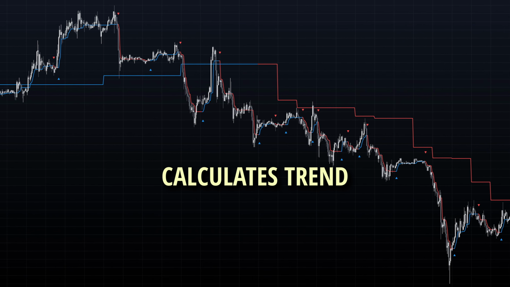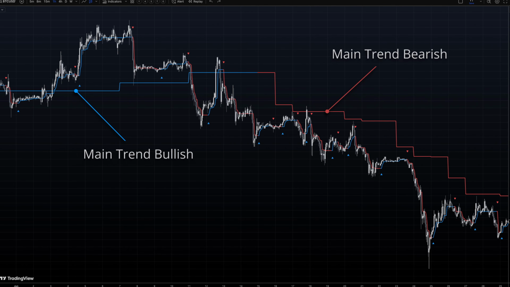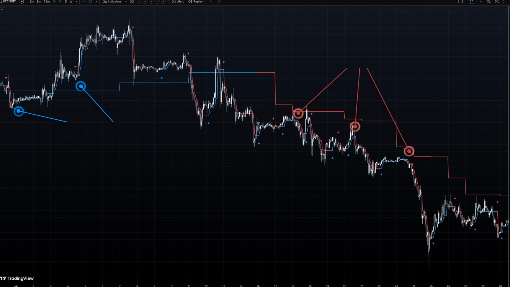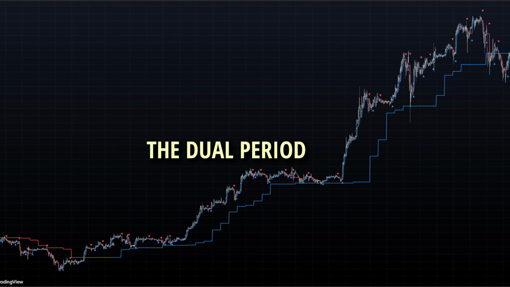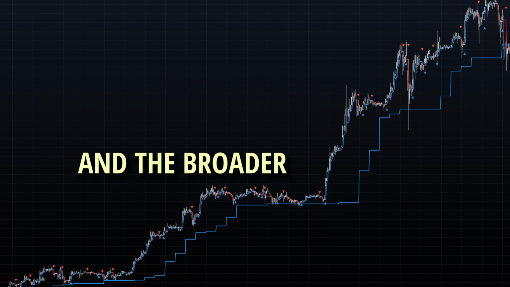This indicator calculates trend direction using price swings and moving averages, plotting a trend line that changes color based on the detected direction. When the trend shifts, the indicator generates potential entry signals with arrow markers. The dual-period functionality helps traders distinguish between short-term fluctuations and the broader market direction.